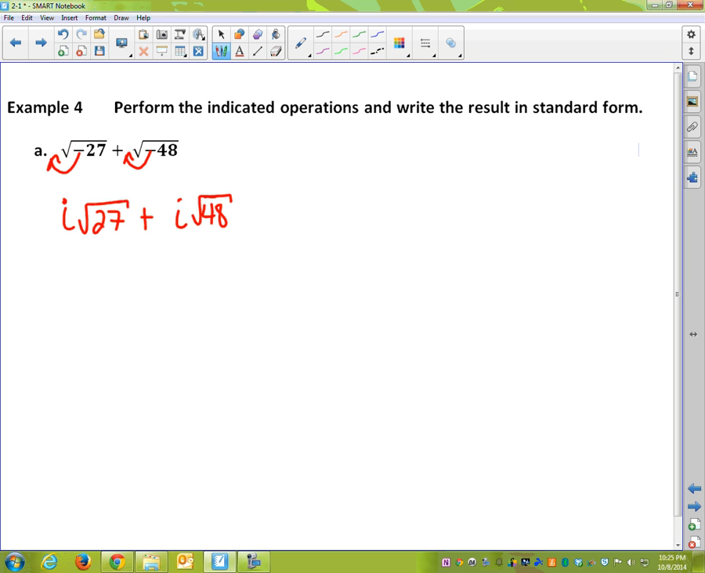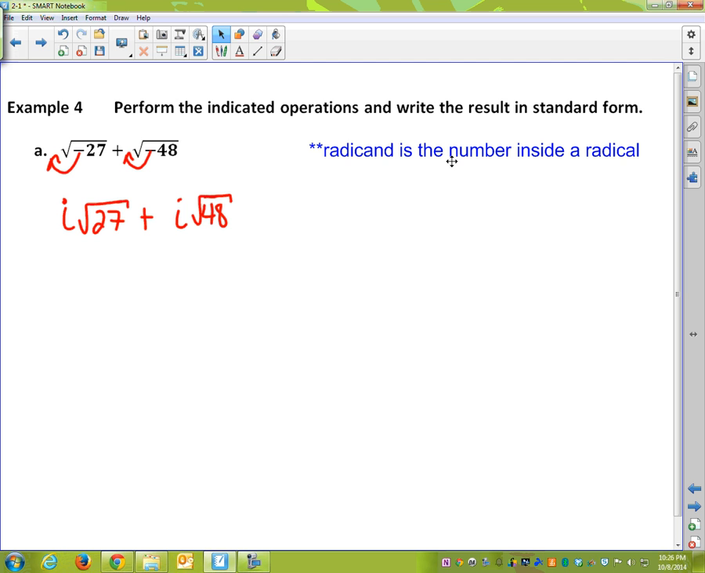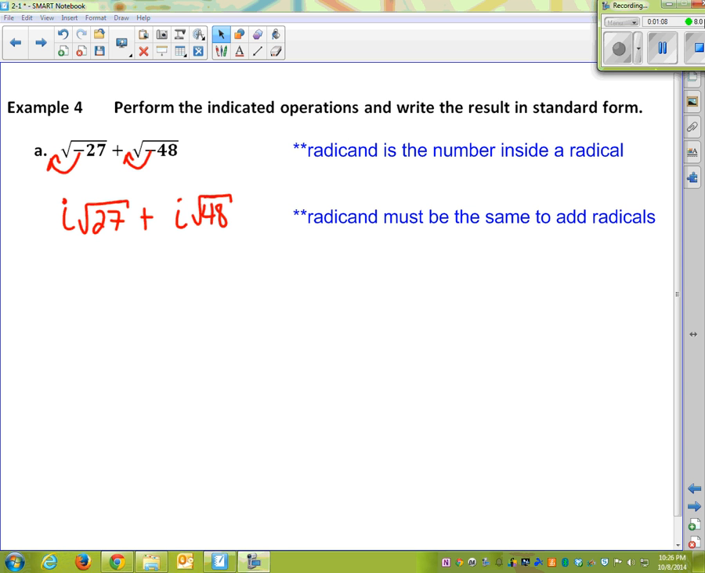So radicals are similar to any variable where you can only add similar variables together. I can only add similar radicals together. The radicand, which is that part inside the radical, has to be the same number in order to add them together. When you're multiplying radicals, you can multiply anything together, but when you add or subtract, the radicand has to be the same. So what can I do to get these two radicands to be the same?